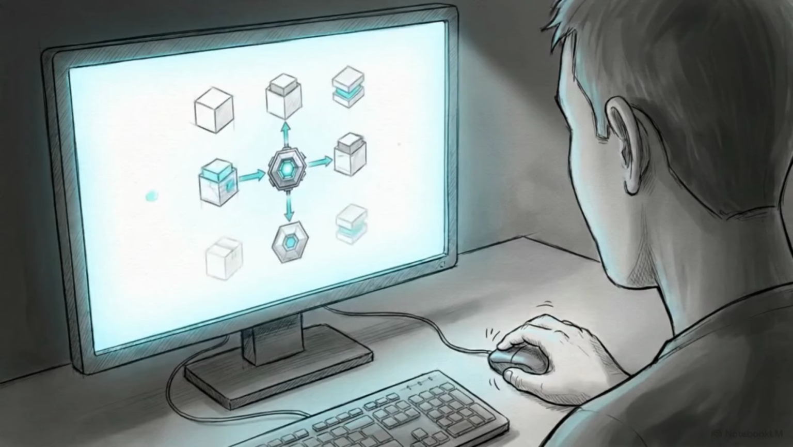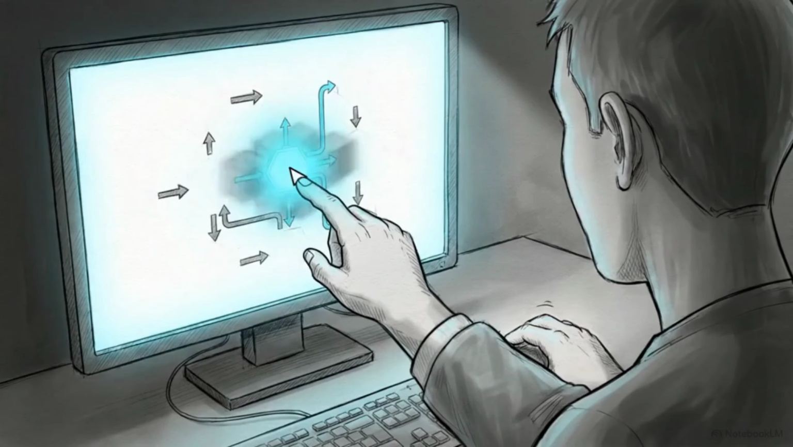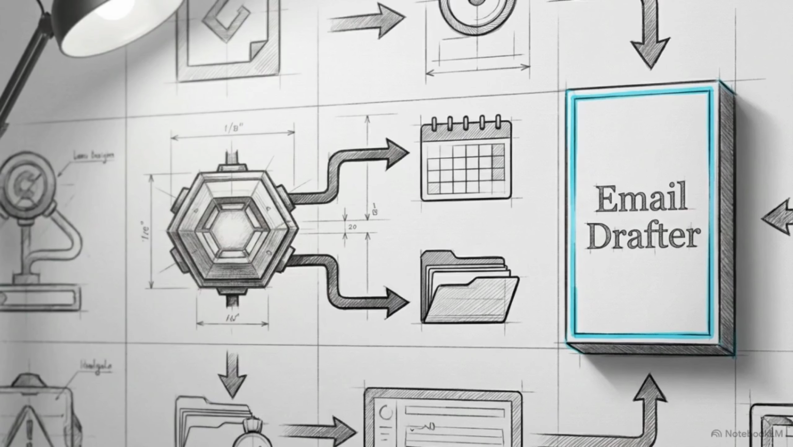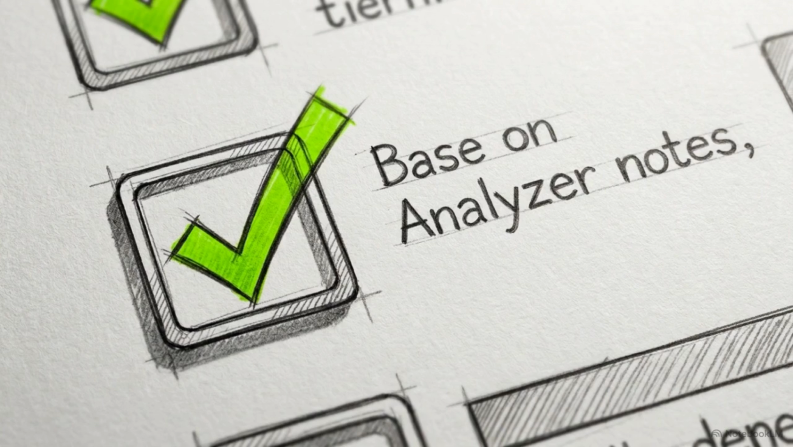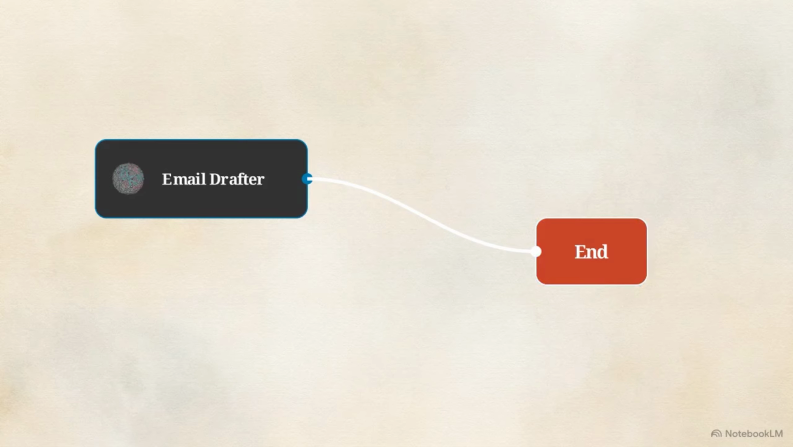When you treat a prompt as a strict contract rather than a loose description, you give the AI true autonomy without sacrificing reliability. We need a final, human-readable deliverable. Drag a second agent block onto the canvas and name it Email Drafter. Apply strict constraints to this drafter, set a hard 200-word limit, require a professional tone, and instruct it to base the email entirely on the analyzer's notes. Close the loop, pull an end block from the Core menu, and connect the email drafter directly to it.